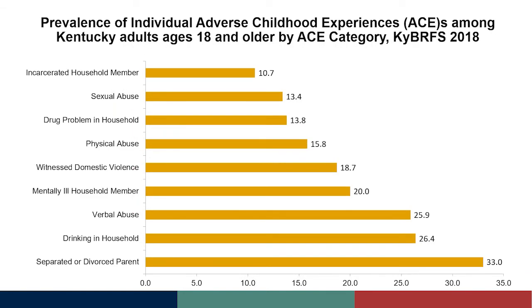So in Kentucky in 2018, these are the prevalence of different adverse childhood experiences experienced by those 18 years old and older when they were asked about their childhood experiences. And notice that physical abuse is 15.8%, witnessed domestic violence almost 20%, and the same thing, mental illness in a household member, 20%. Verbal abuse, 25.9%, drinking, about the same prevalence, and separation or divorce of parents, 33%.